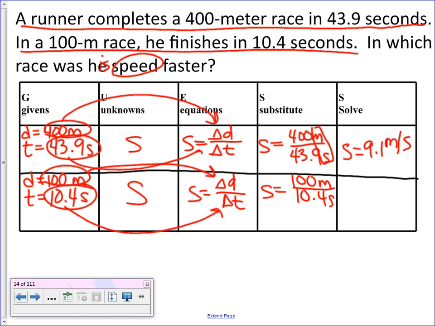And when you calculate it out, 100 divided by 10.4 equals 9.6. And again, we have meters over seconds, so our units will be meters per second. So let's go to the last part of this question. In which race was his speed faster? His speed is a higher number in the 100-meter race. So speed was faster in the 100-meter race.